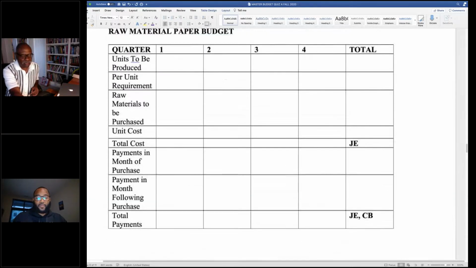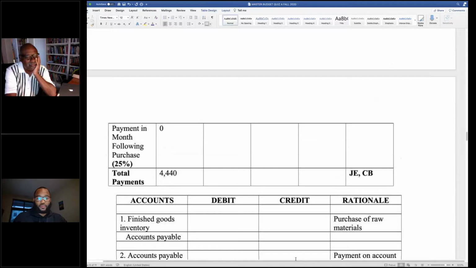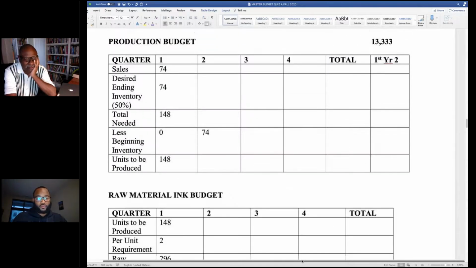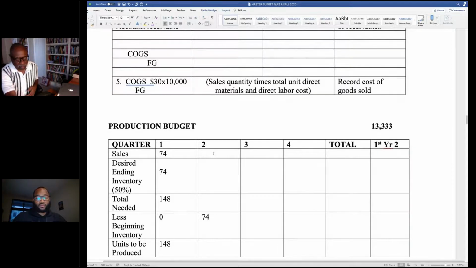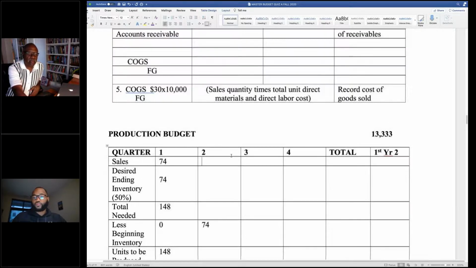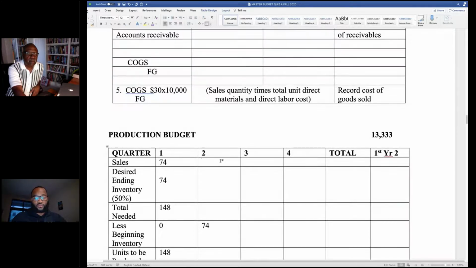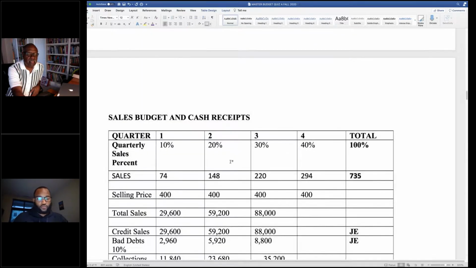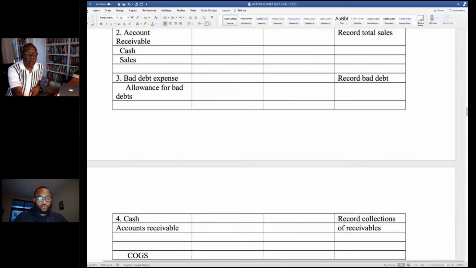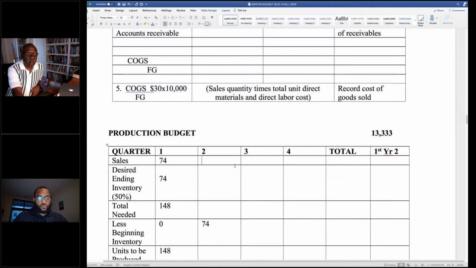Weren't you asking about the production budget, Angela? Yeah. Let's see. Hold on. Let me save this. What number are you on the production budget? Let me see. We're going to simply reach up here and get the sales number, 148. Mm-hmm.